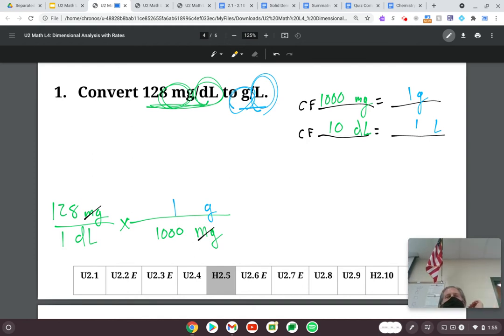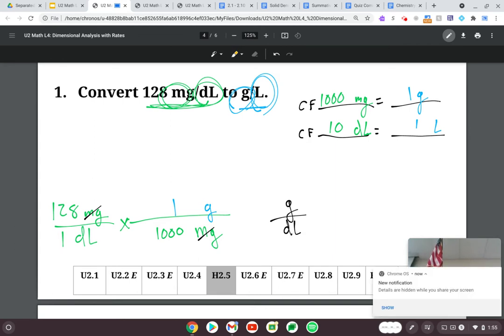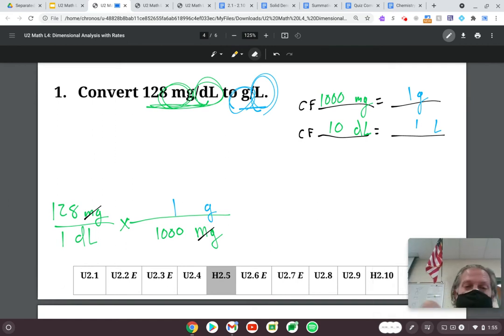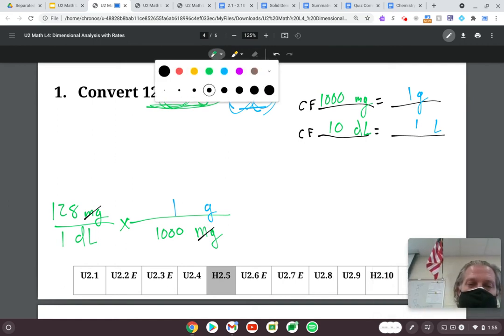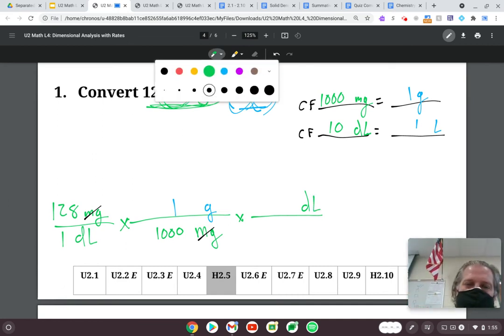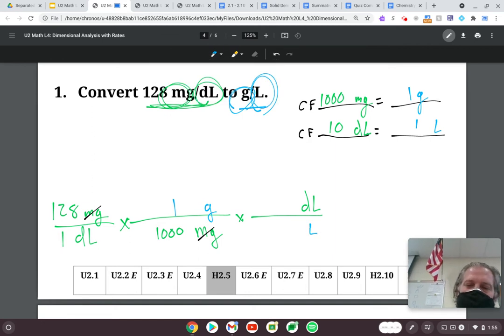Now, don't write this part down because I just want to say this part out loud. If I do the math right now and get my answer, my answer's unit would be grams over deciliters because I haven't done anything with deciliters yet. Does that make sense? So I am going to continue this problem, and I want to get rid of deciliters, and I'm going to put deciliters on top this time, and then I'm going to put the unit of liters, which is what I'm trying to find, on the bottom.